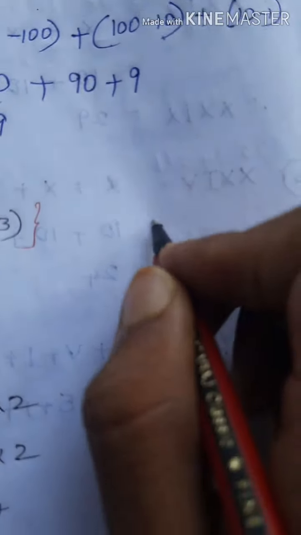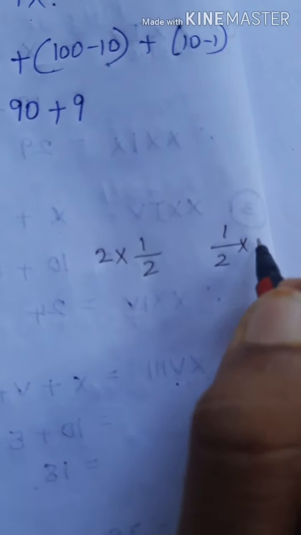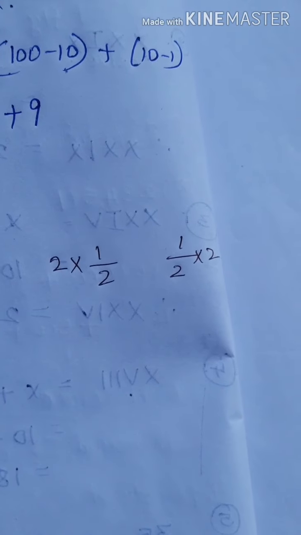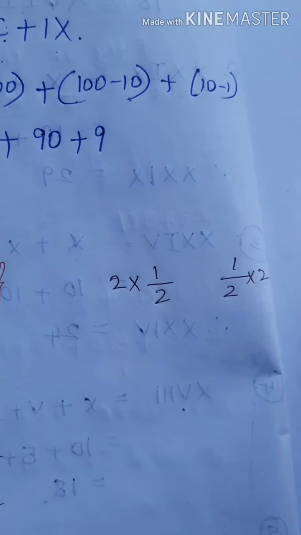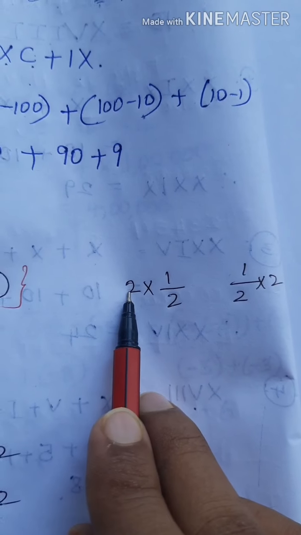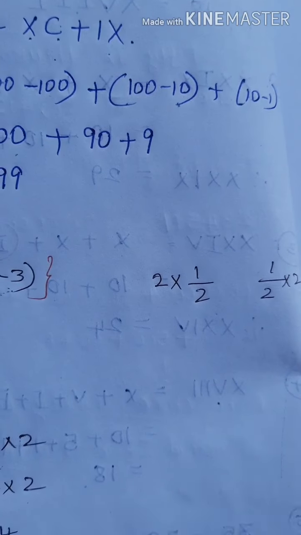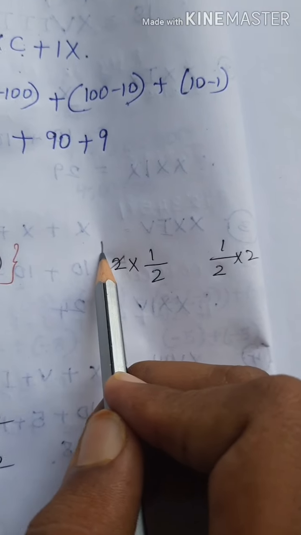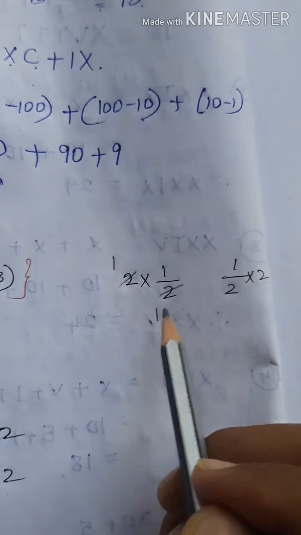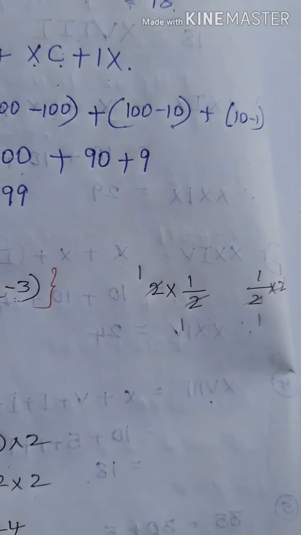We'll take an example. Take a simple example and check. 2 into 1 by 2, or 1 by 2 into 2. Whenever it is there, what will you do? 2 into 1 by 2 is there. So this is in the numerator, this is in the denominator. Numerator and denominator means I am able to cancel. So if I cancel, 1 2s are 2, 1 2s are 2. So what will happen?